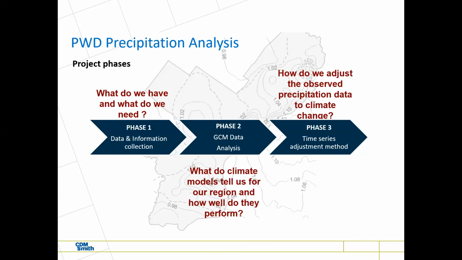Then moving on to see what the climate models could tell us about the Philadelphia region and whether they perform well enough for us to use the information or the output. And then how do we adjust observed precipitation data to make projections of climate change for the future.